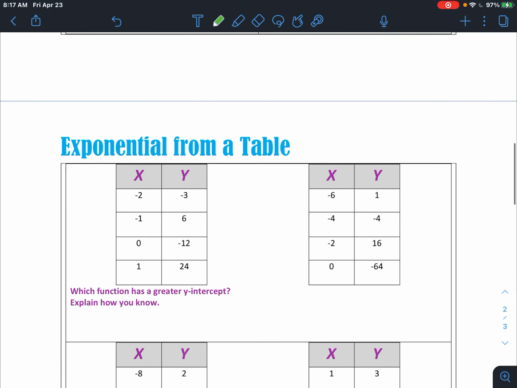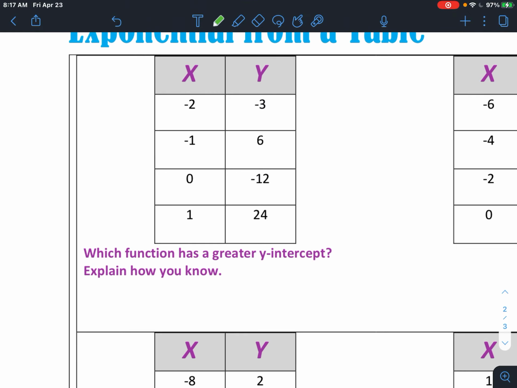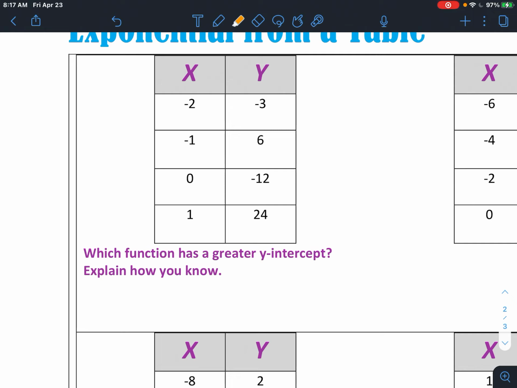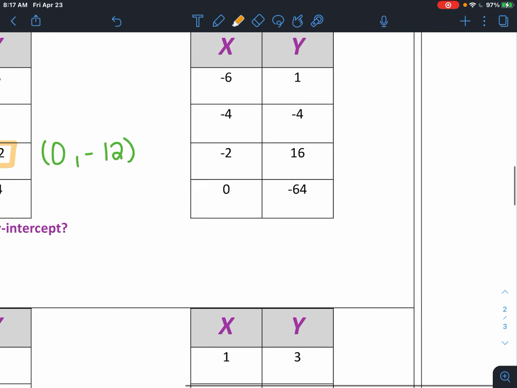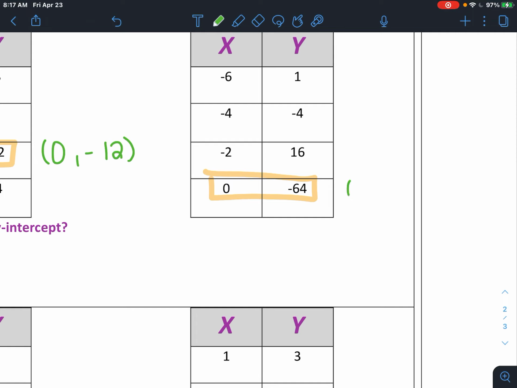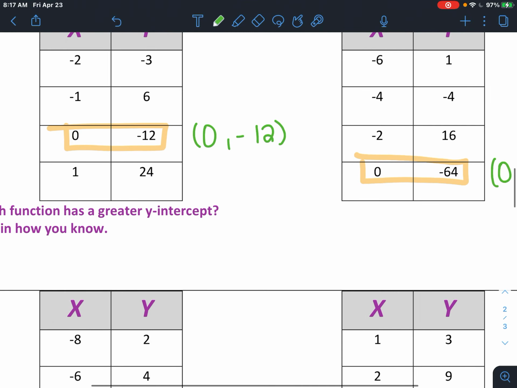Let's take a look down on this second page here. We are comparing, first we're going to compare y-intercepts, and then we're going to compare multipliers. So of these two, which function has a greater y-intercept? Just caring about the y-intercept, I don't care anything about multipliers. So it's when x equals 0. So this y-intercept is 0, -12. And for this one, here's my y-intercept, 0, -64. Which one has a greater y-intercept? It is the first one, which is 0, -12.